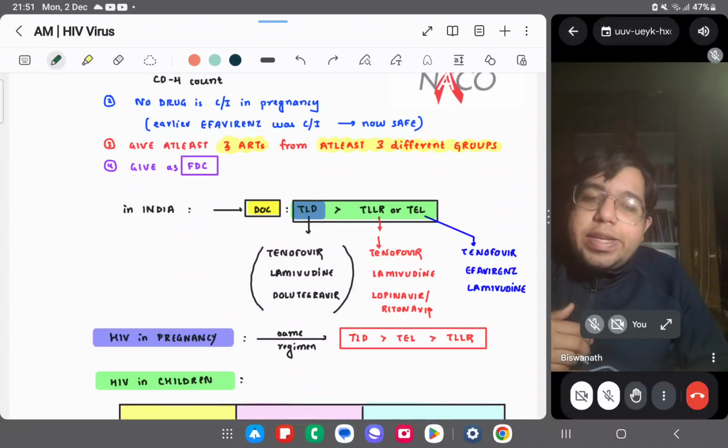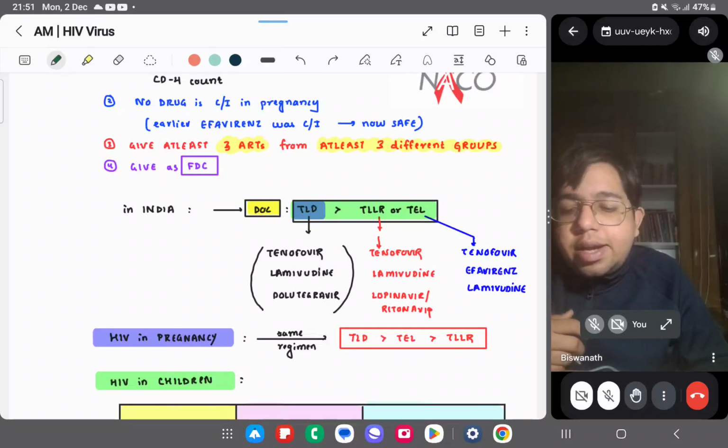If TLD is not an option, you can go with TLLR or TEL. TLLR is tenofovir, lamivudine, lopinavir, ritonavir. TEL is tenofovir, efavirenz, and lamivudine.